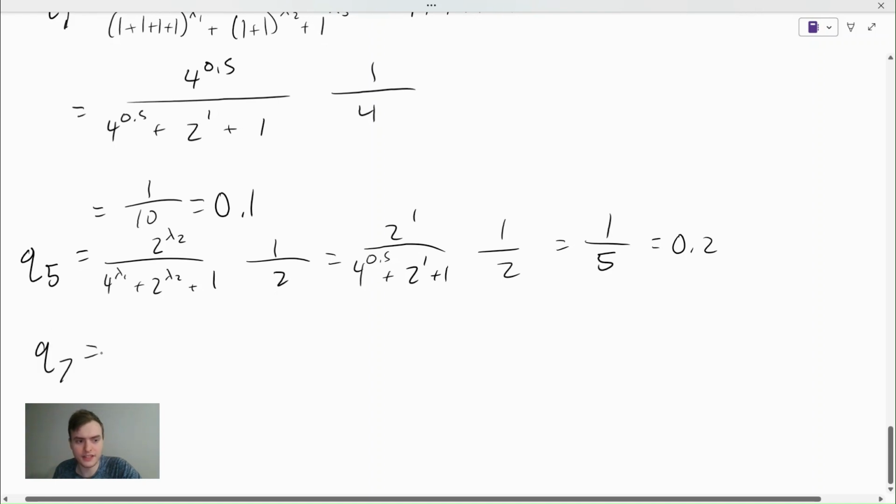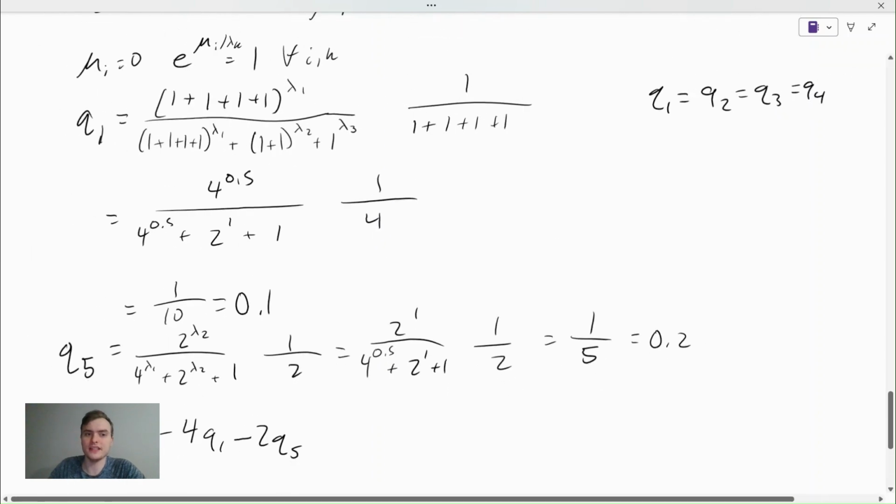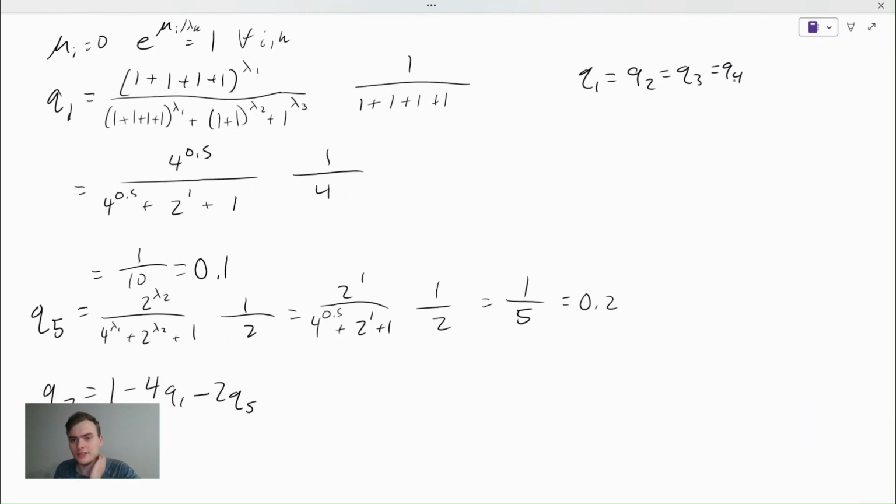And then Q7 equals 1 minus 4 times Q1 minus 2 times Q5. So instead of computing it again, we could just say that the sum of all Q's has to be 1, since they're choice probabilities. Q7 is still in a nest by itself, right? So that would be 1 minus 4 times 0.1 minus 2 times 0.2, which is 0.2.